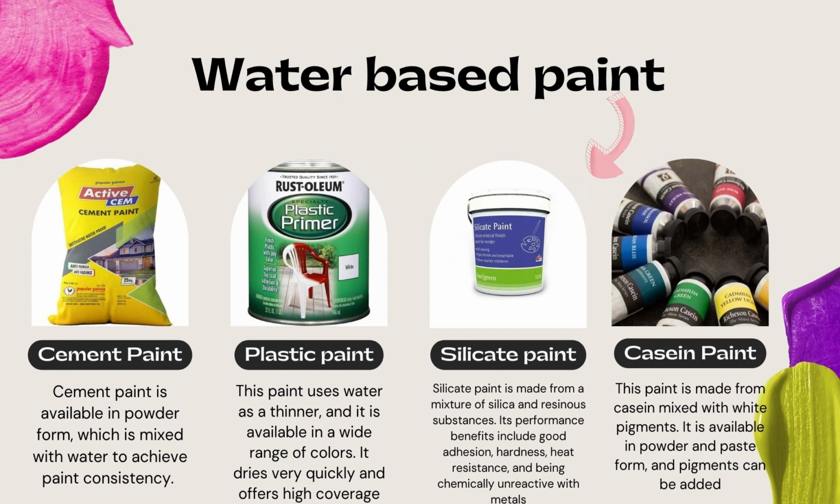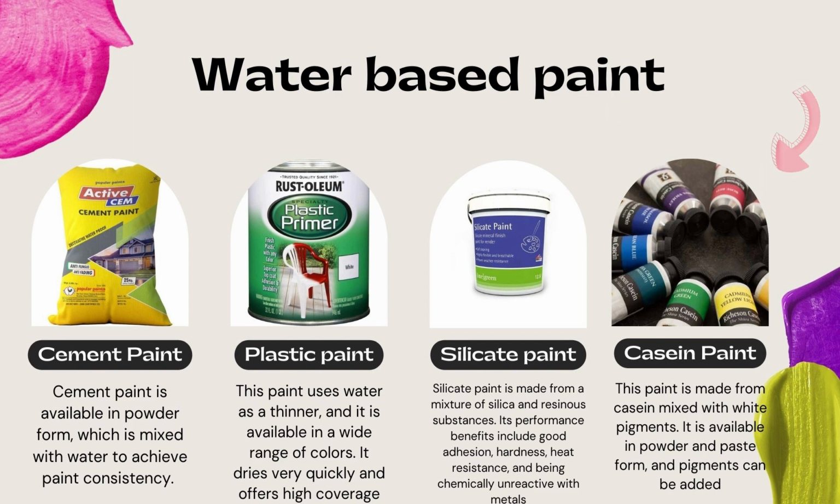Silicate paint. Silicate paint is made from a mixture of silica and resinous substances. Its performance benefits include good adhesion, hardness, heat resistance, and being chemically unreactive with metals. Therefore, this type of paint is commonly used in metal structures.